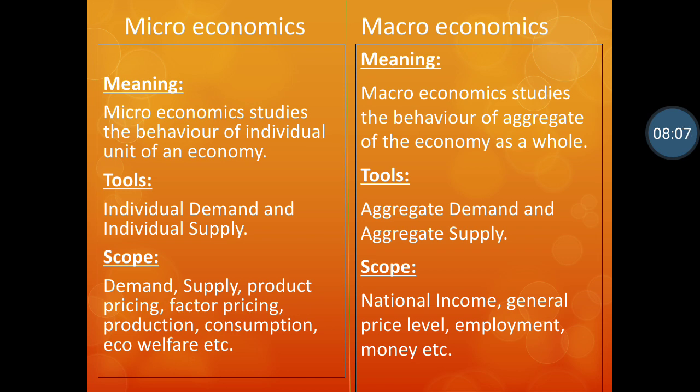Scope. In microeconomics, it includes product pricing. Product pricing includes demand and supply of the product, that is prices of the commodity, goods and services. Then comes factor pricing, that is rent, wages, interest and profit, that is given by the land, labor, capital and entrepreneur. And further economic welfare, we study economic welfare in microeconomics, which says efficiency in production, efficiency in consumption, and production of those goods and services which are more desired by the people.